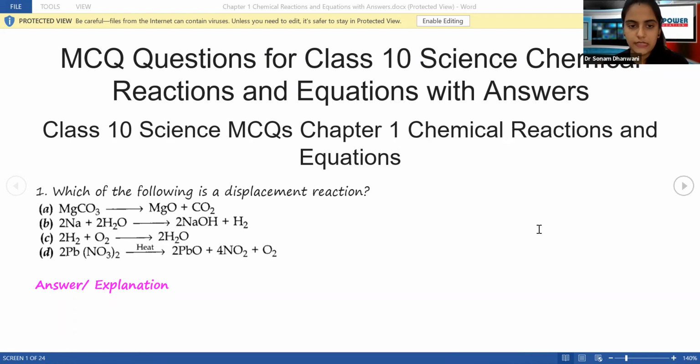Please go through all these reactions. You should know in short what these reactions are, and you should at least know one example of each. Why one example? Because if you know one example, you will know which product gets displaced where and why it is called a displacement reaction. Similarly, go through all the types of reactions and study one example in detail and understand exactly what that type of reaction is. Now here, which of the following is a displacement reaction?